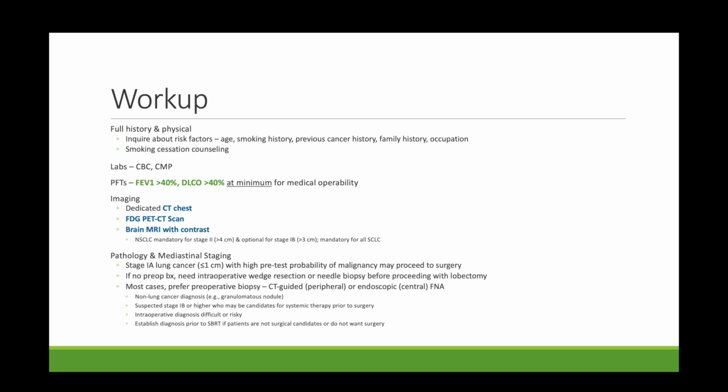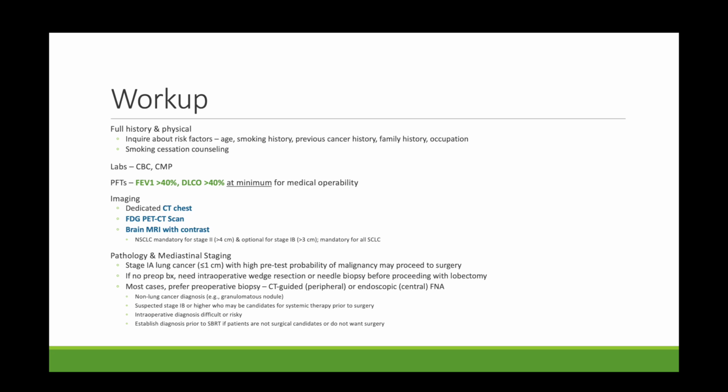The reason for this is because mediastinal sampling helps us to confirm their stage, and it helps us to make sure that no lymph nodes are involved and we're truly dealing with early stage patients. So the NCCN guidelines say that for stage 1A lung cancers, so tumors that are less than or equal to 1 centimeter in size, if we are dealing with a high pretest probability of malignancy, so for example, it looks like it has spiculated margins, we have evidence that it's been growing, maybe the patient has different risk factors, so high pretest probability of malignancy, we may just take them directly to surgery without getting any biopsy up front.